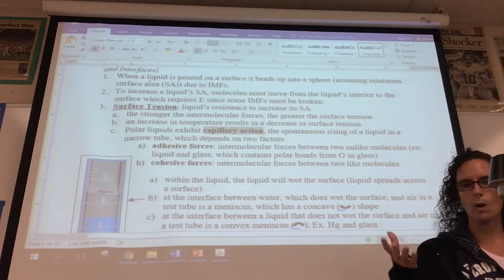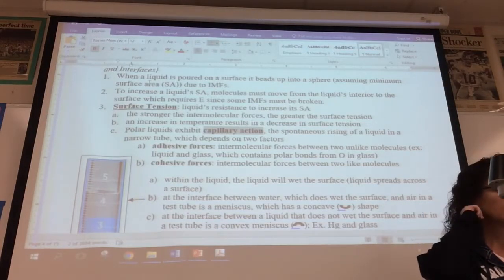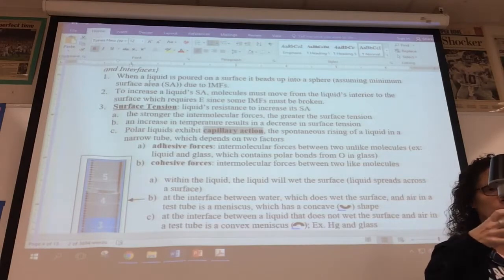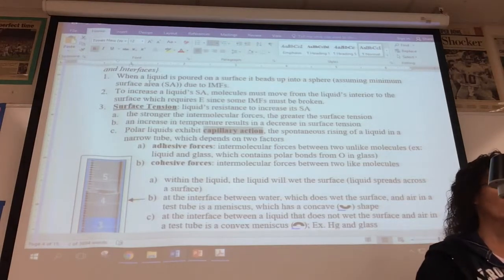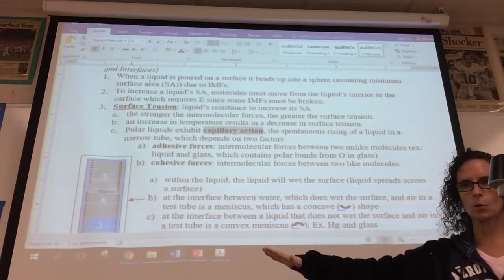If I poured all my water out on the bench top, it would form a little puddle where the water molecules would be somewhat arranged, and the water wouldn't completely wet the surface.